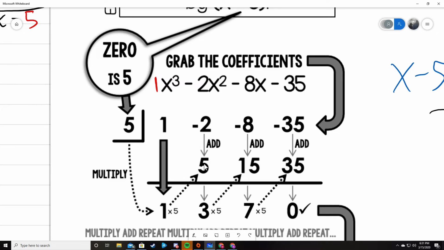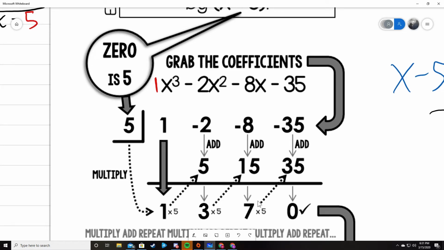Now, with these two numbers here, we're going to add them together. So -2 plus 5 will give me a +3. Next thing I'm going to do is I'm going to do the same thing I did before. I'm going to multiply 5 times my answer that I got down here, this 3. So 5 times 3 gives me a +15. Then just like I did before, I'm going to add these two together. So I got -8 plus 15. That's going to give me a +7.